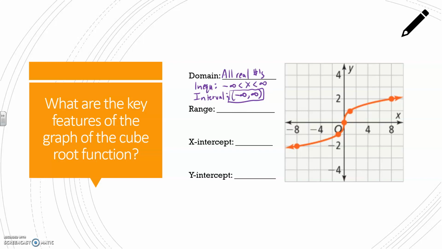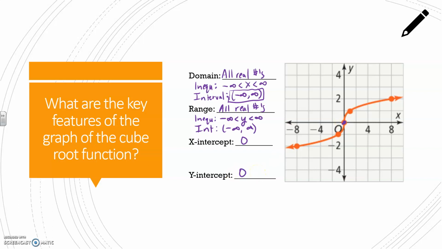Okay, so the range. Again, the range is what possible y values can you get out. And since I can keep plugging in all values, it goes all the way down negatives through 0 up through the positives, the range is also all real numbers. So again, if we wrote it in inequality notation, it'd be -infinity is less than y, because it's my y values, which is less than infinity. And in interval notation, it's from -infinity to infinity with parentheses. The x-intercept goes through 0, and the y-intercept also goes through 0.